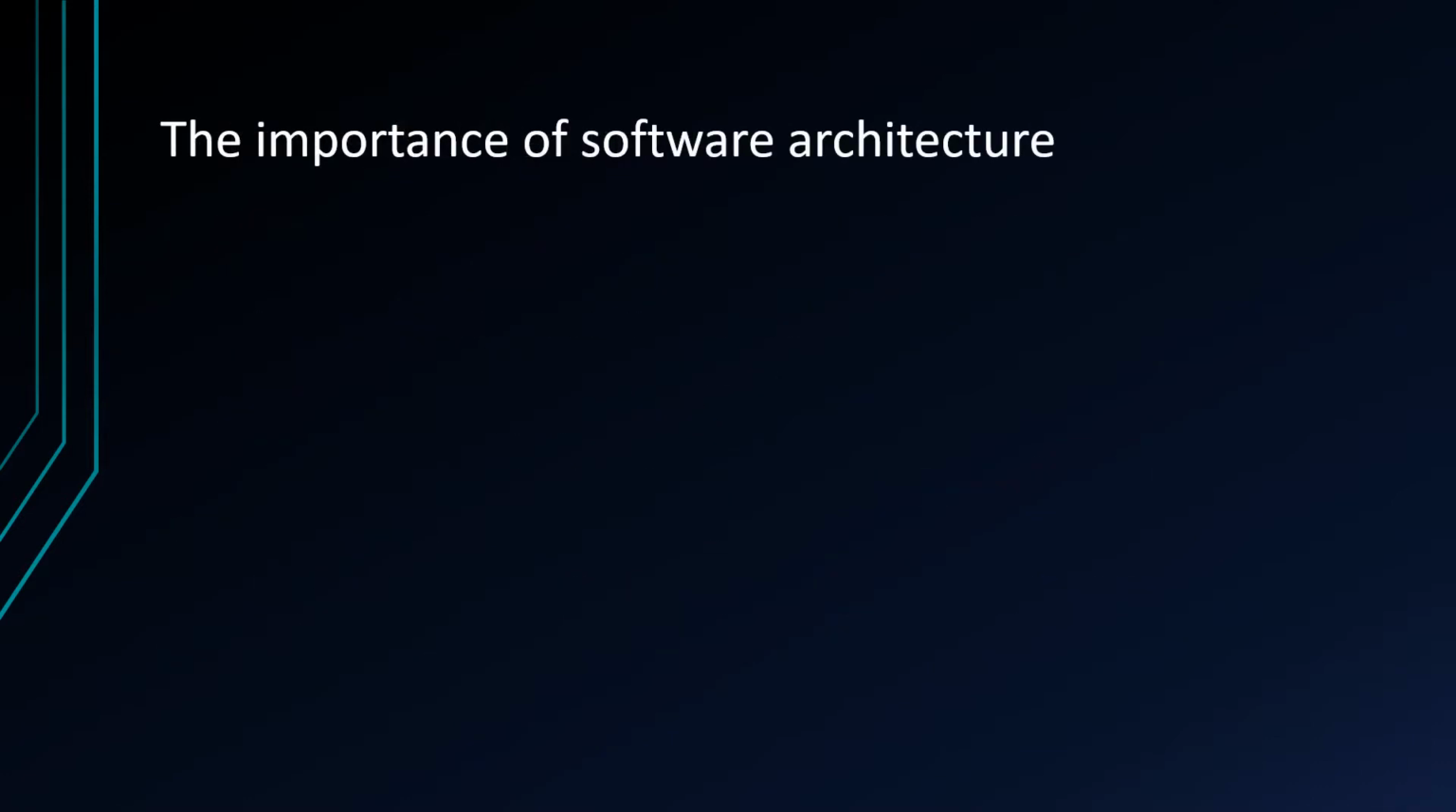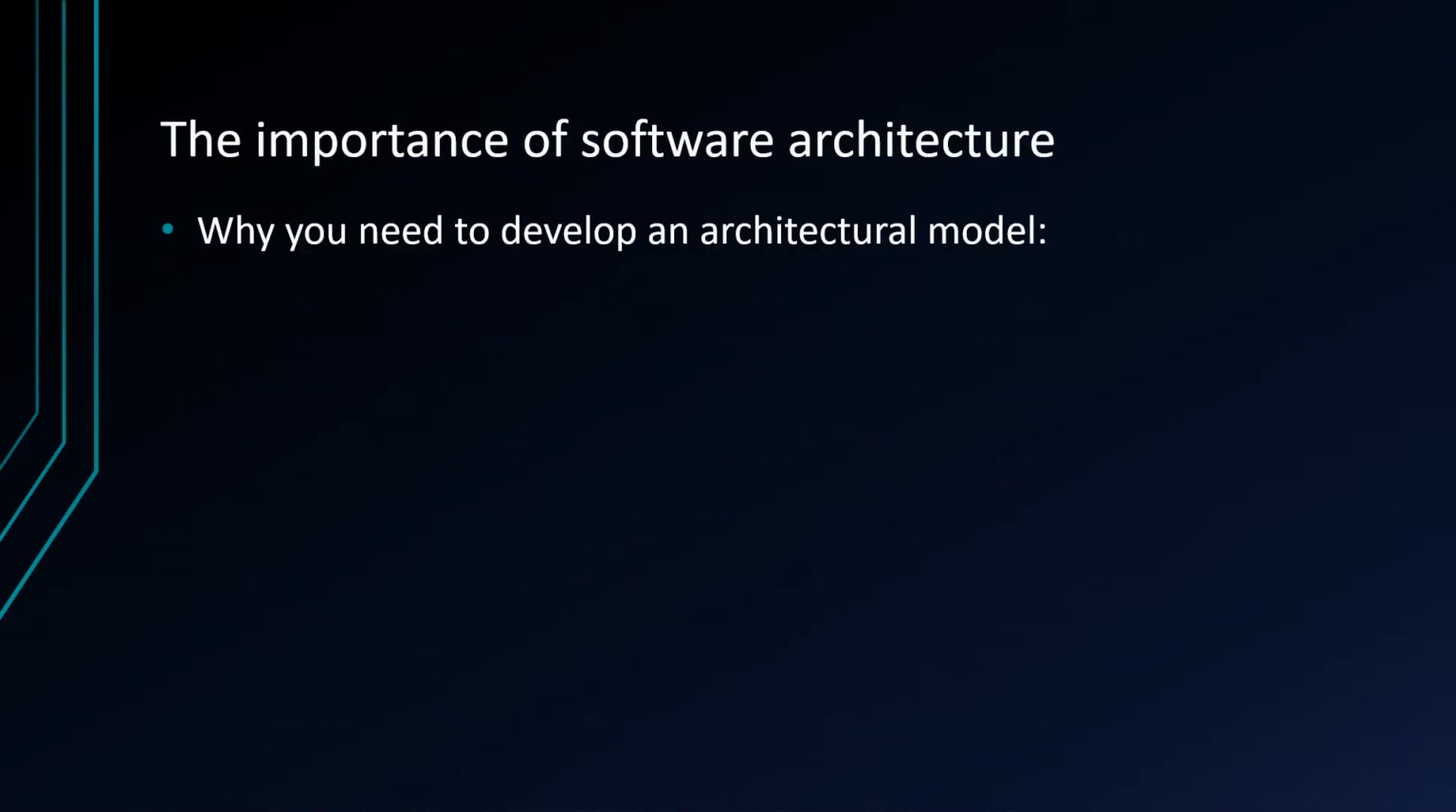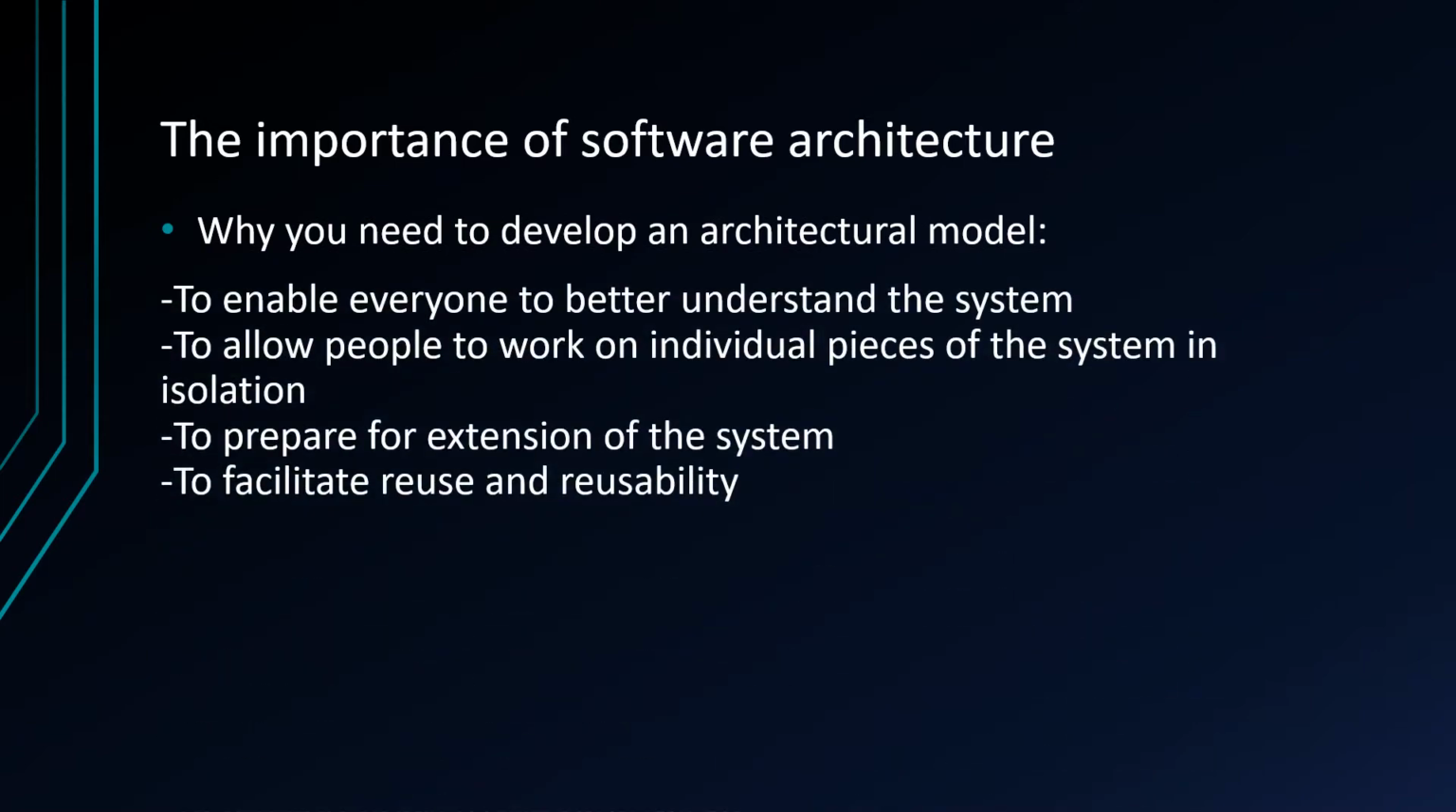The importance of software architecture. Why do we need to develop an architectural model? Of course, to enable everyone to better understand the system, to allow people to work on individual pieces of the system in isolation, to prepare for extension of the system, and to facilitate reuse and reusability of our system.